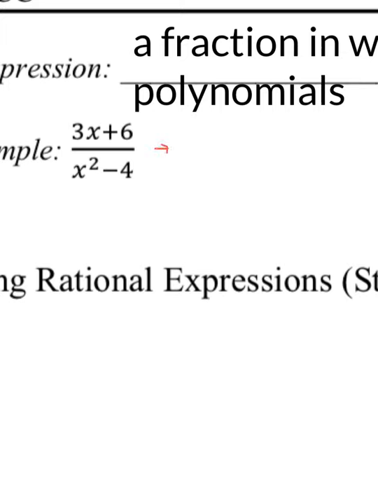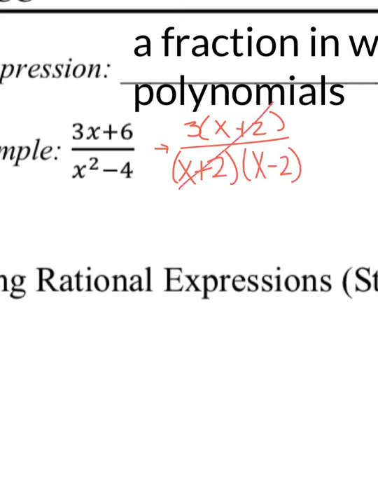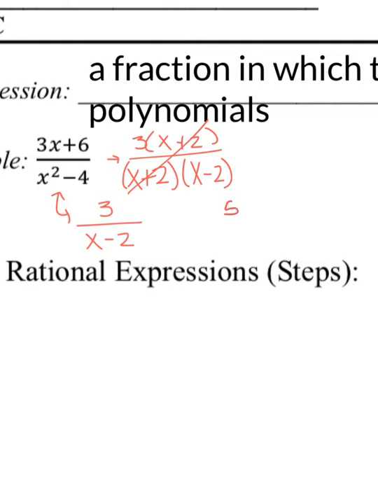So 3x plus 6 is really 3 times x plus 2. And x squared minus 4, you can factor using the difference of two squares. You get x plus 2 times x minus 2. So the x plus 2's cancel out, and you're left with 3 divided by x minus 2. These two things are the same thing, it's just that 3 divided by x minus 2 is more simplified. Kind of like if you have 5 over 10, if you simplify 5 over 10, that's 1 over 2. They're both the same thing, it's just the 1/2 is simplified further.